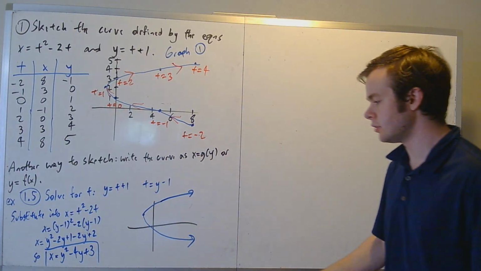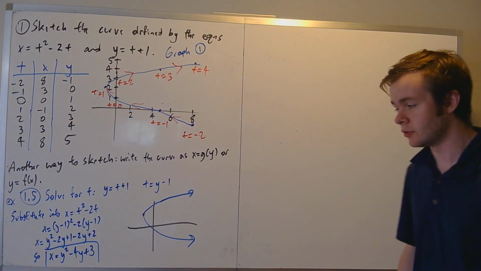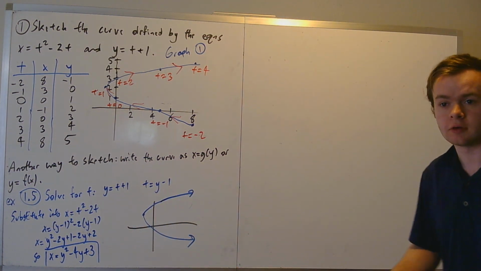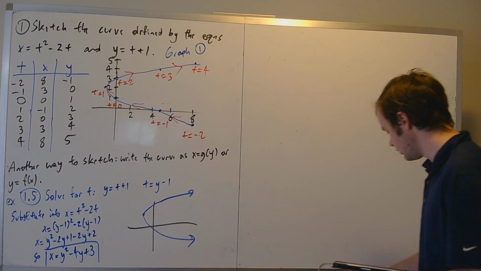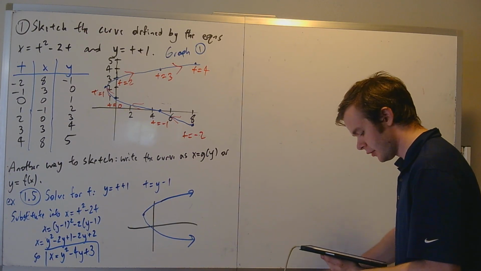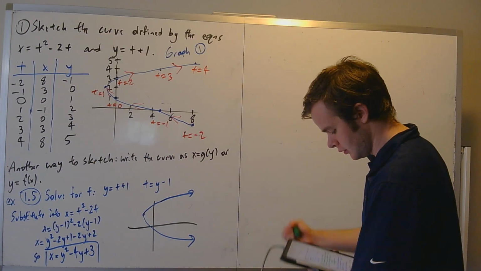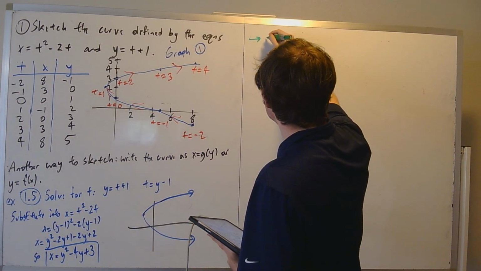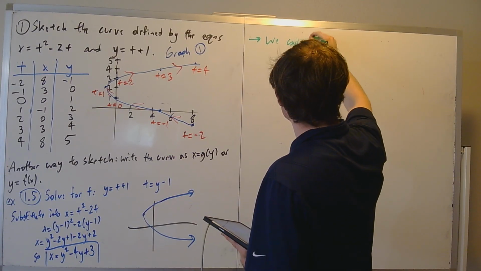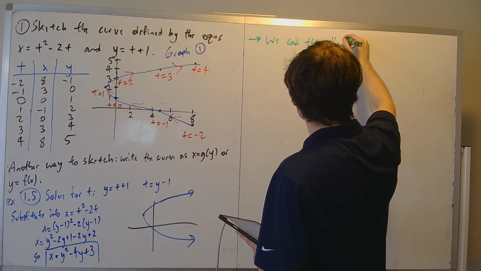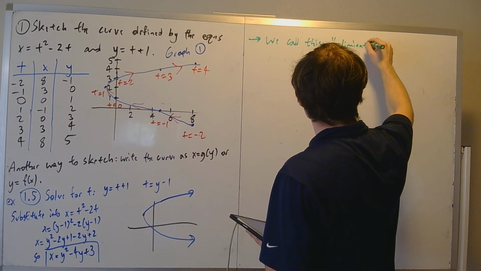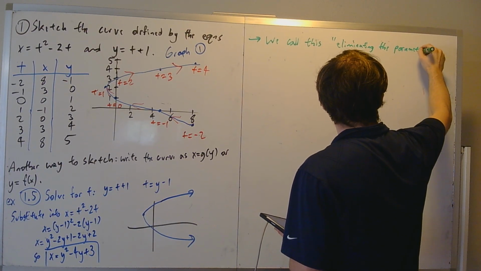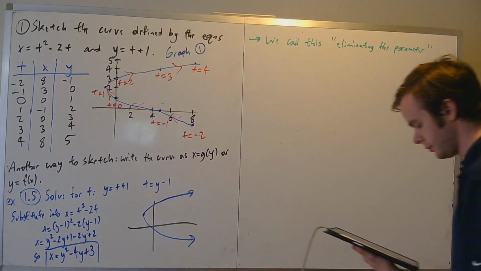Right, so that gives us the information that this is what our curve looks like. So this method of solving for t allowed us to figure out exactly what our curve is equal to. And we have a name for this. Let me write that down here. We call this eliminating the parameter, right? Because we kind of just got rid of t.